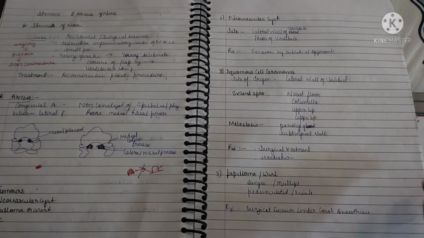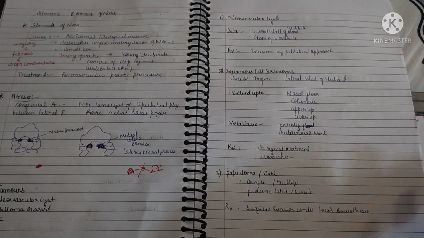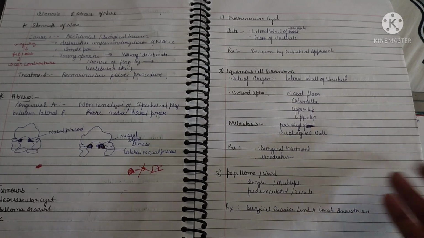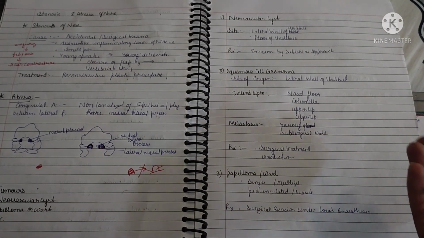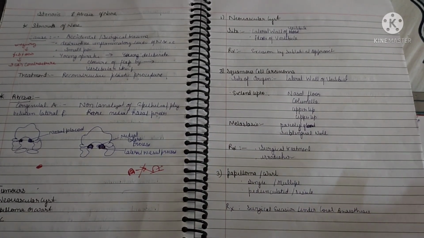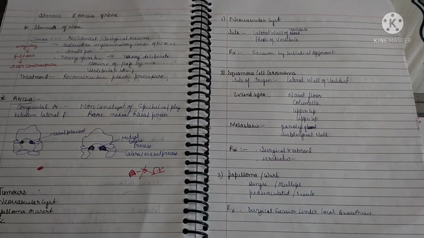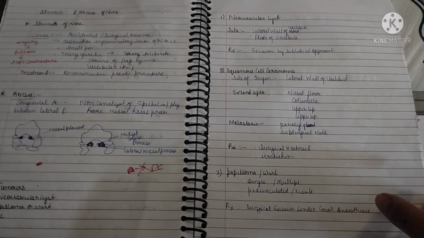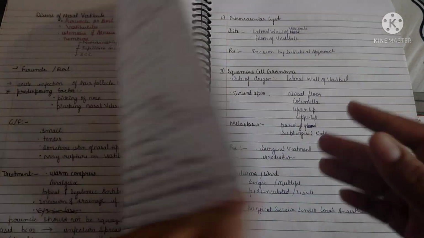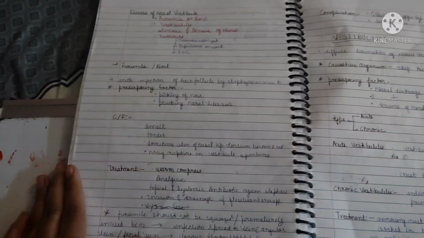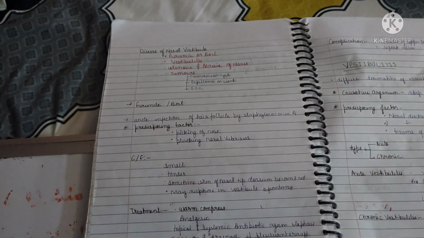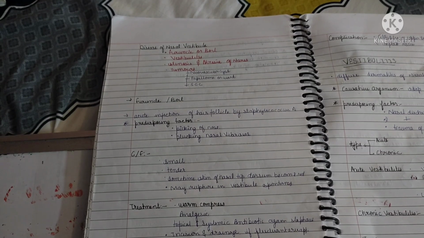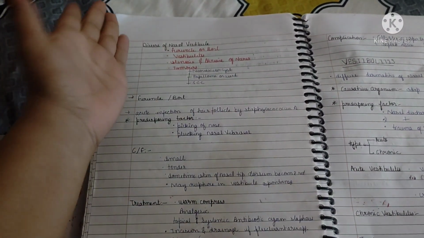The third is papilloma or wart. They can be single or multiple, pedunculated or sessile, and they are also removed by surgical incision under local anesthesia. Now let's quickly revise whatever we have done. So we have done the diseases of nasal vestibule. Now you also try to say with me, right? Don't see what it is here. So let's start. What are the diseases of the vestibule?